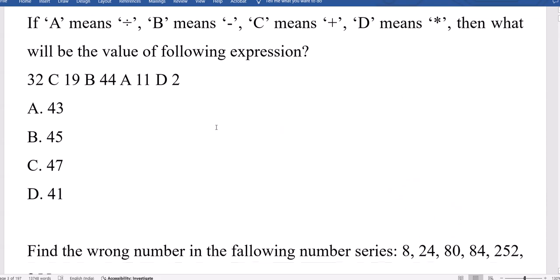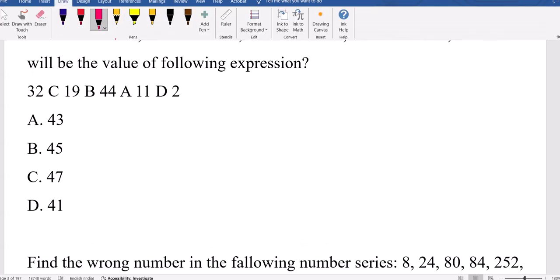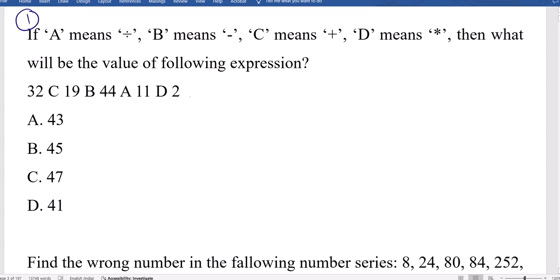Let's see the first question. Mathematical operations, they are asking. So see the first question. What's your answer for this? No discussions. Please work on this question. Mathematical operations. What is the answer for this?